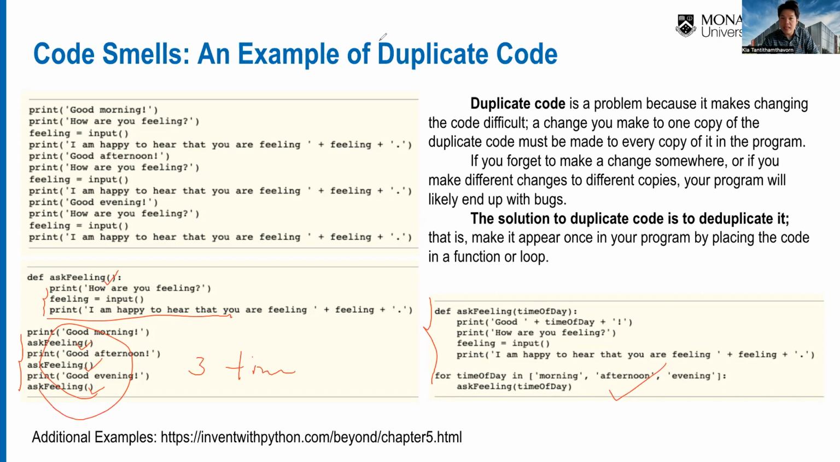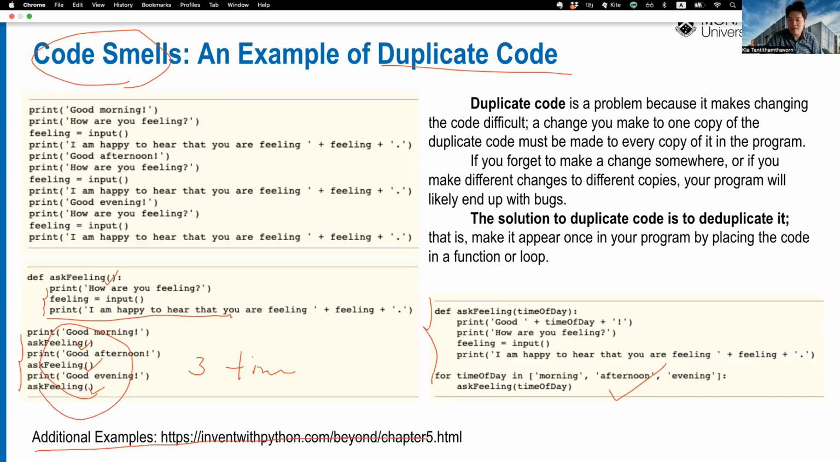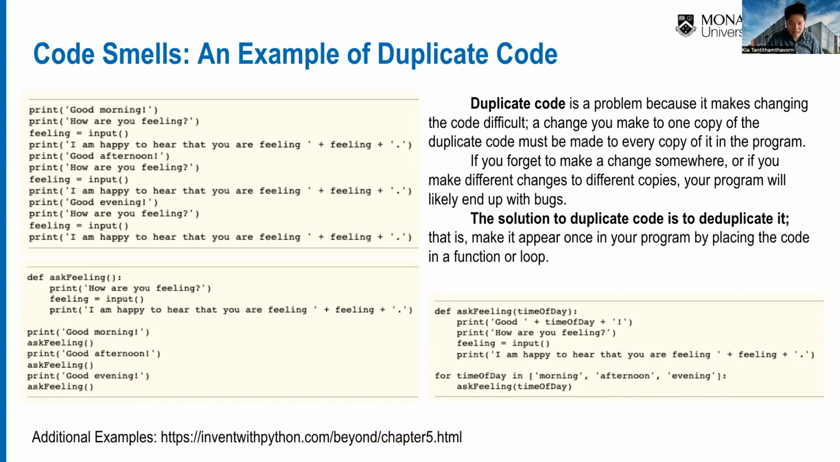And this is just an example of duplicate code, just one type of code smell. If you are interested, you can check more examples from this link as well: inventwithpython.com/beyond/chapter5.html.